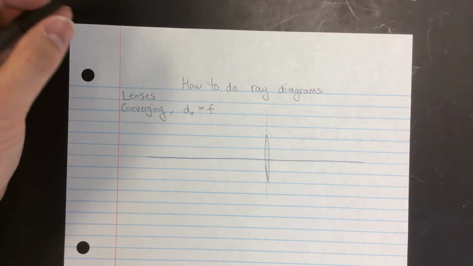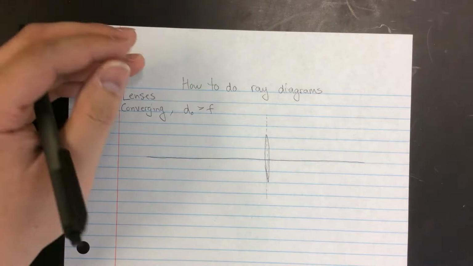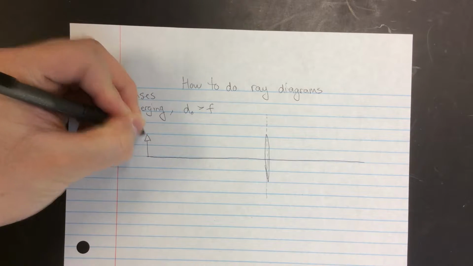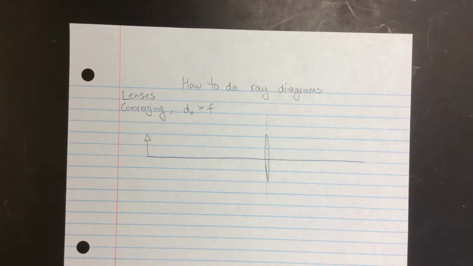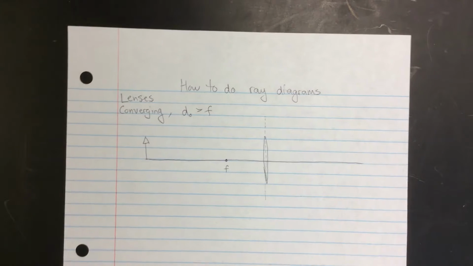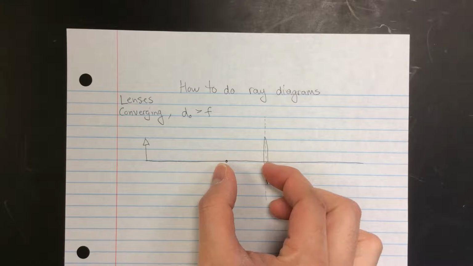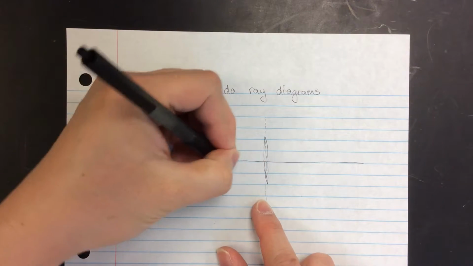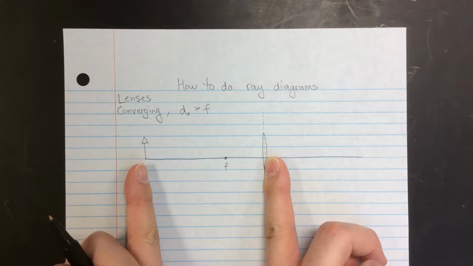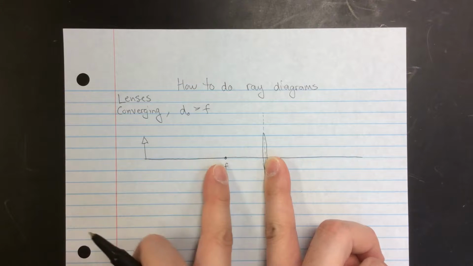Okay, so we're just going to make an object. I'm just going to keep it simple. I'm just going to use an arrow. Okay, and let's say the focal point is right here, F. When we talk about the focal length, the length is measured from the lens. So this would be my focal length right here. And then this would be my object distance from here to here. Right? So my object distance is greater than my focal length.